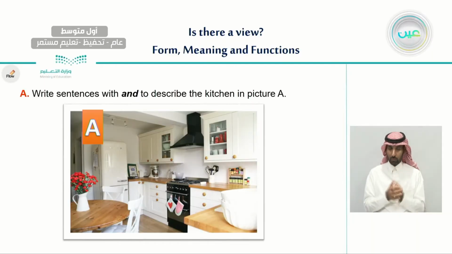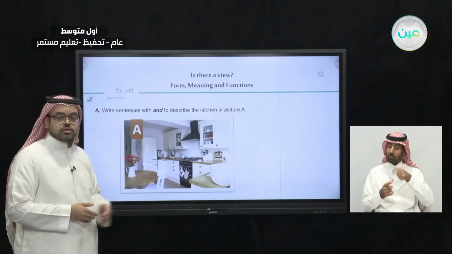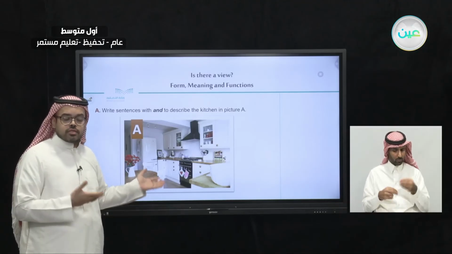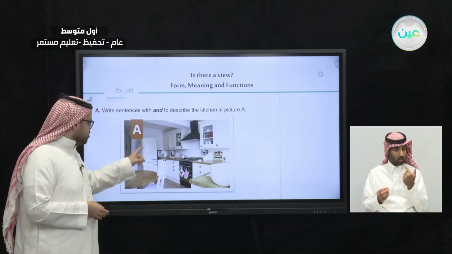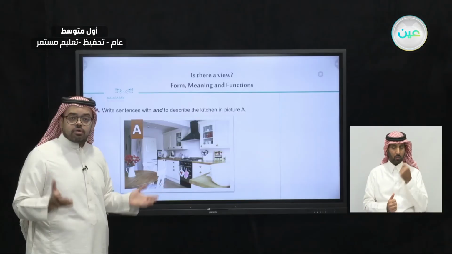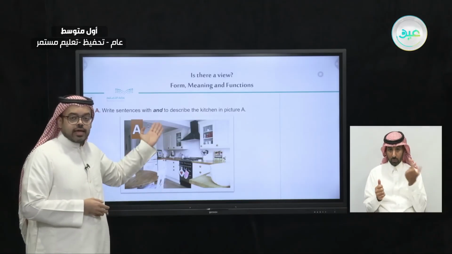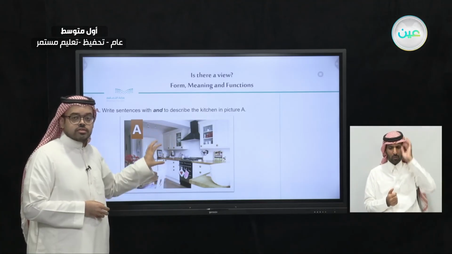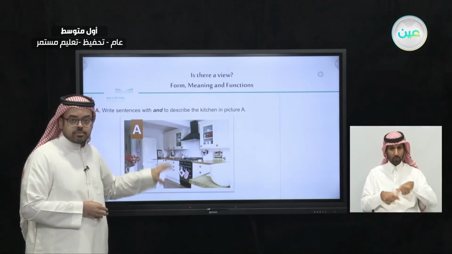If you have a look at this one, what can you see? What room is this? Very good. This is a kitchen. And what is there in the kitchen? We have a refrigerator, a stove, a dining table, two chairs, and flowers on the dining table. So now we can write sentences using and to describe the things that are in this picture.